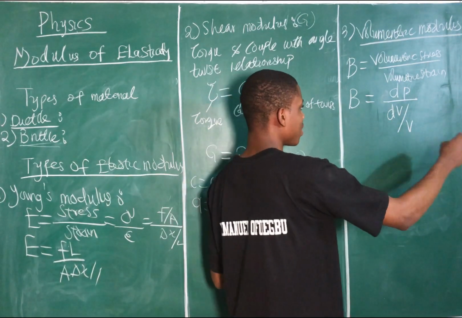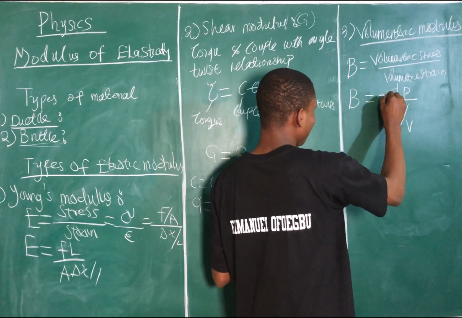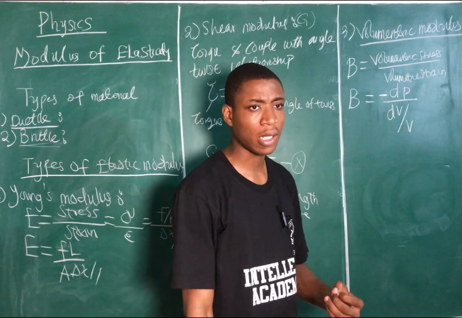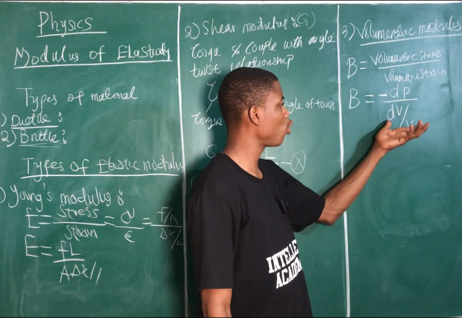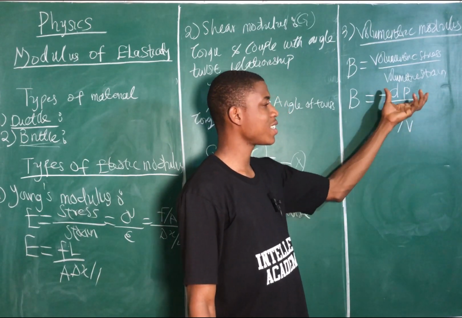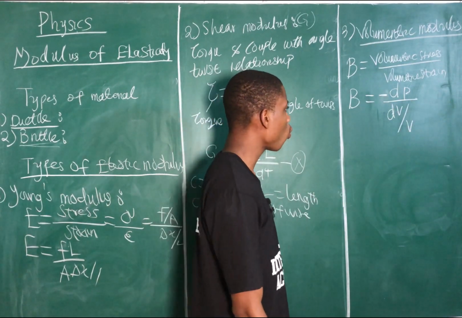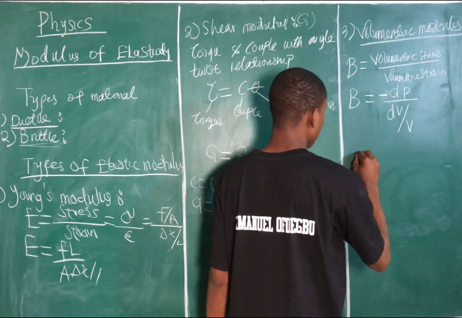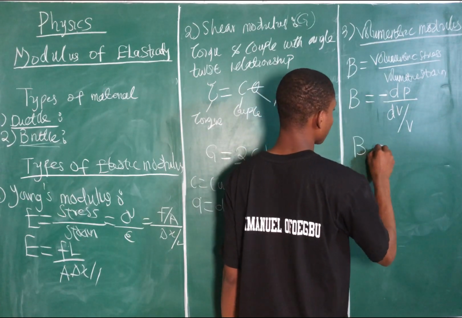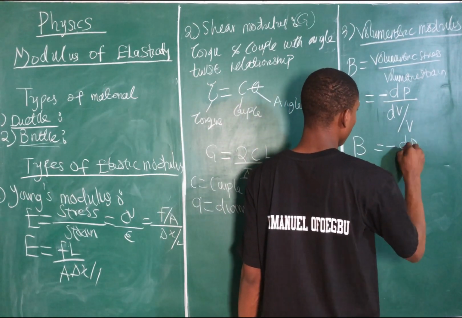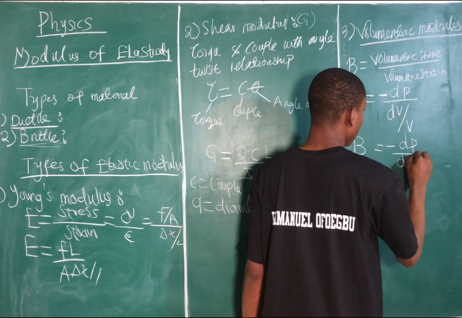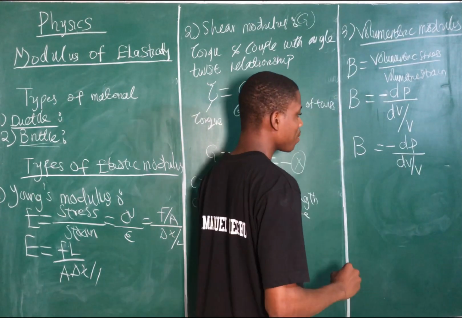Now there will be a negative sign assigned here. The implication of that negative sign tells us about a decrease in volume resulting from an increase in pressure. So therefore, we can rewrite this as B equals negative dP over dV over V. The concept is easy.